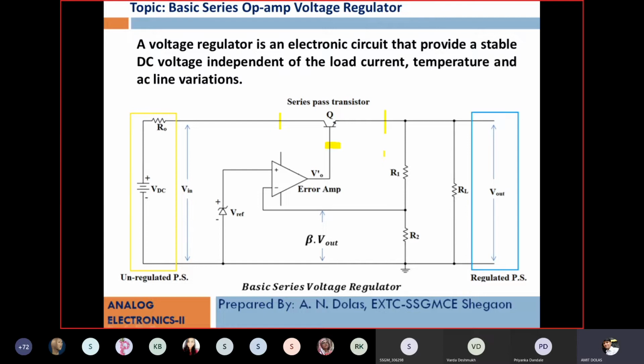It is very easy. Common base. No, you are wrong. Any other guesses? Now 3 people will give 3 different answers. It is not common collector again, so of course it will be common emitter. Emitter follows the base. Why is it common emitter? Please mute your mic, I'll elaborate it. So how is it common emitter?